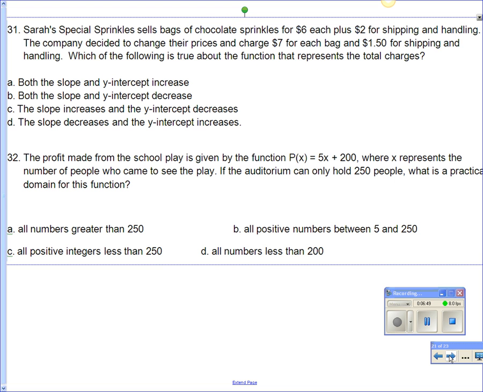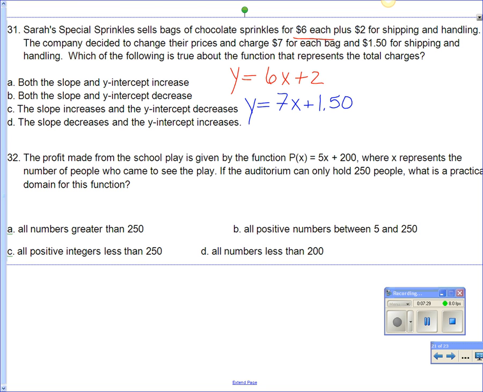All right, 31. Sarah Special Sprinkles sells bags of chocolate sprinkles for $6 each plus $2 shipping and handling. The company decided to change their prices and charge $7 for each bag and $1.50 for shipping and handling. Which of the following is true about the function that represents the total charges? So let me start out by writing a y equals for the original charges. Originally, they sell them for 6 each, so that would be 6x plus $2 shipping and handling. Then when they change their prices, that becomes y equals 7x plus $1.50.